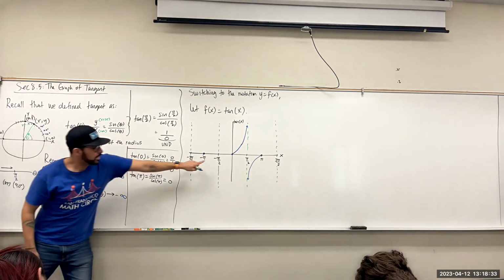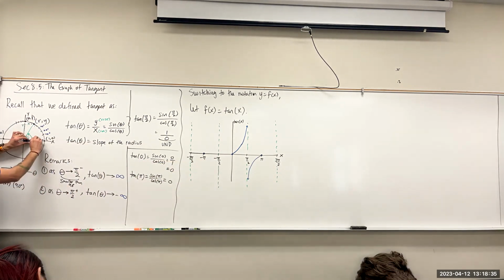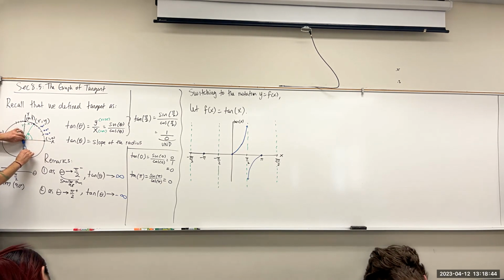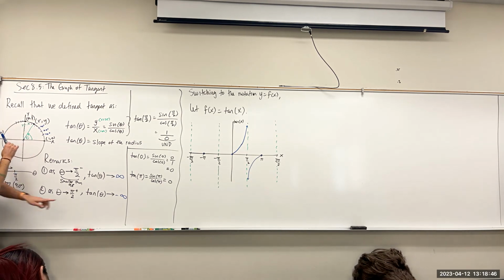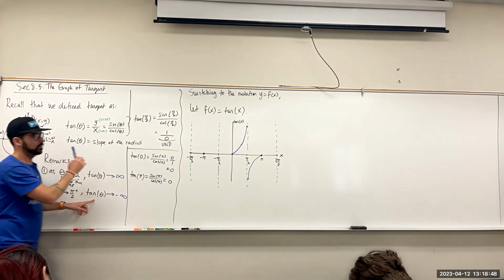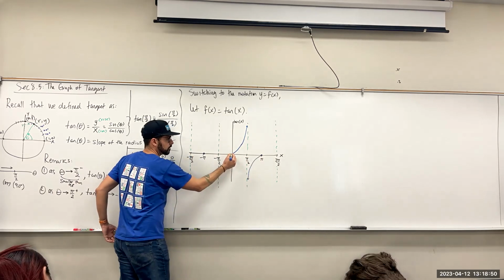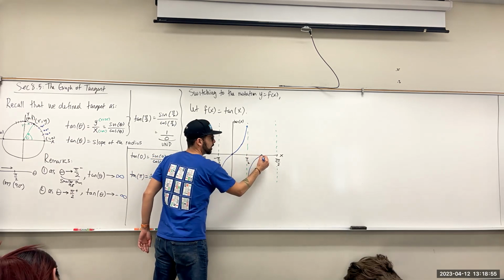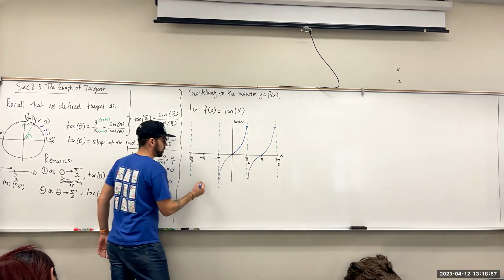As I approach negative pi over 2, so now I'm rotating this way, what do you guys notice happens to the slope of the radius? It gets more and more negative. So this behavior is going to copy that. It's going to do what it did here, getting more and more negative. And then it ends up repeating that process throughout all of these.